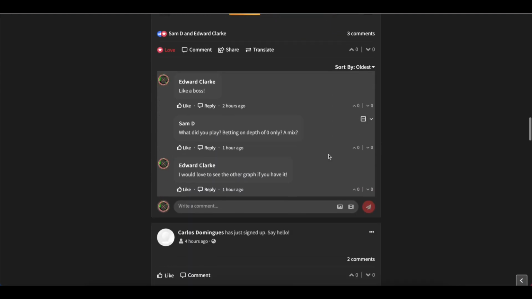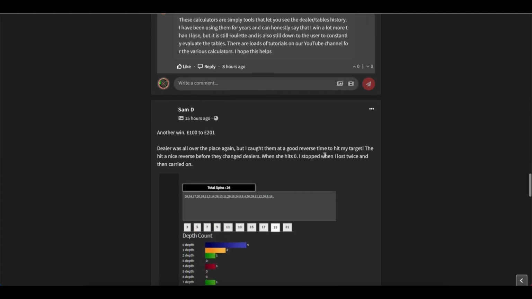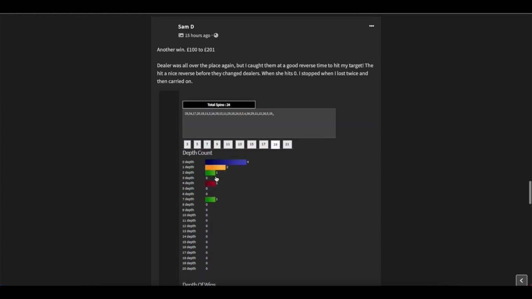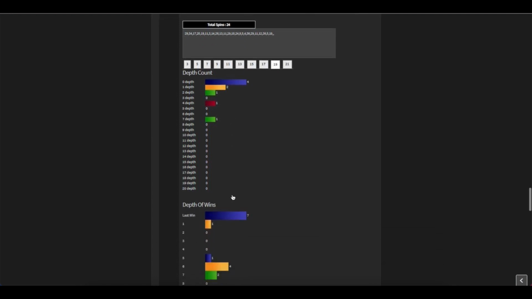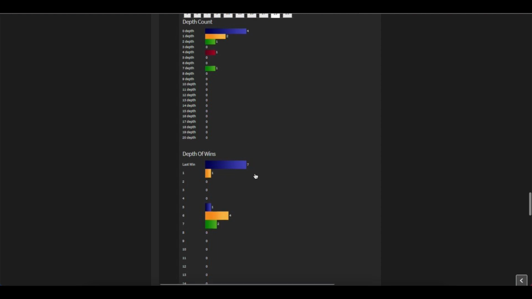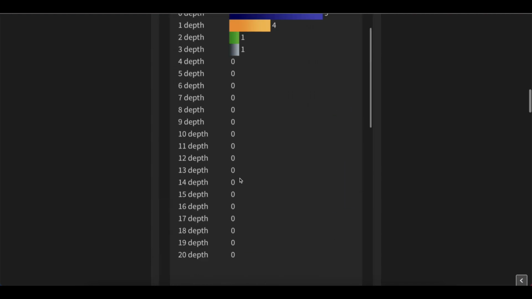There's a ton of people using the social network, and it's a really good hub. What's this one here? This was Sam. Now you can see here on the graph, he said the deal was all over the place, but caught a good reverse in time to hit his target. So let's have a look at that. Okay, so you can see here she was showing signs of the reverse, then she switched it for 3 spins and then jumped back up for a nice depth of 7. So he was betting on the unhighlighted section of the board, and he did very well from that as well.